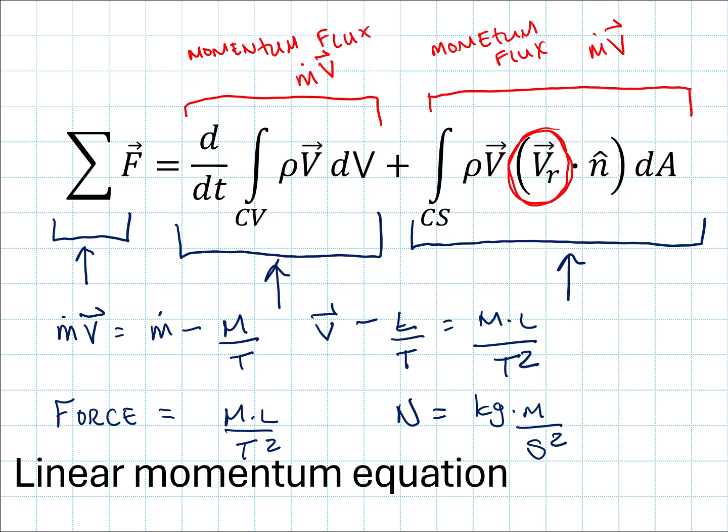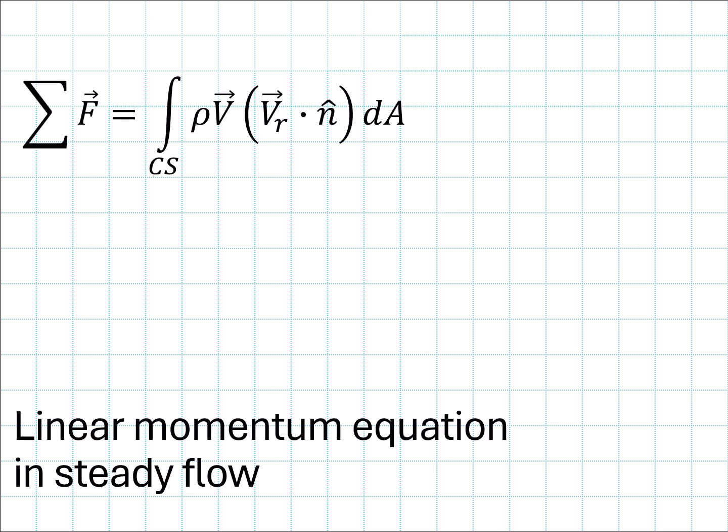Now, let's think about what happens if we apply this momentum equation to a steady flow. So in a steady flow, anything that's changing due to time is going to become zero. So I'm going to lose this entire first term. And my momentum equation is now simplified and looks like this. So let's say that I have a control volume.